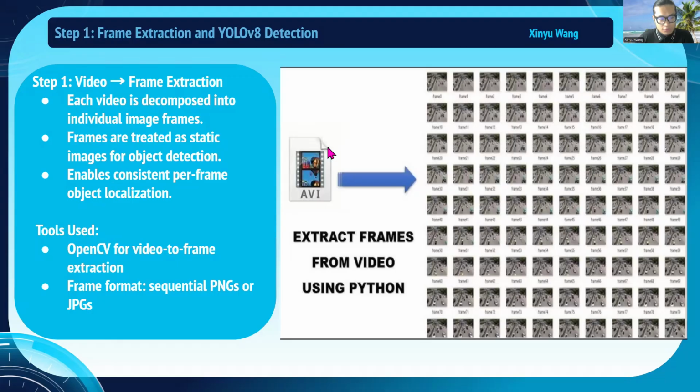Next is the first step, frame extraction. Each video is decomposed into individual image frames, and the frames are treated as static images for object detection. This enables consistent per-frame object localization. The tool we use is OpenCV for the video-to-frame extraction, and the frame format is sequential PNGs or JPGs.